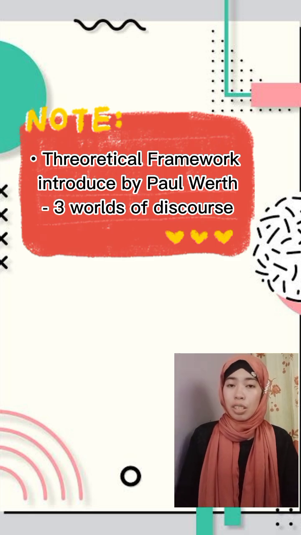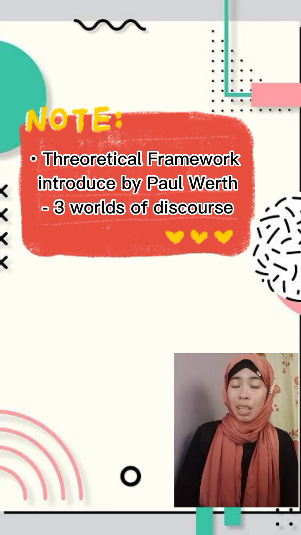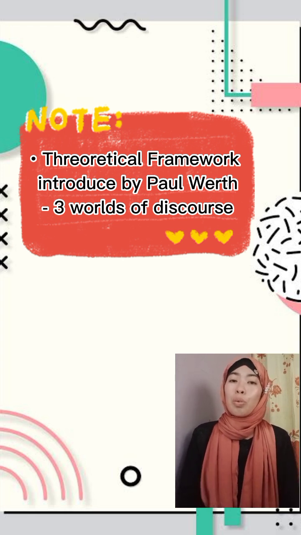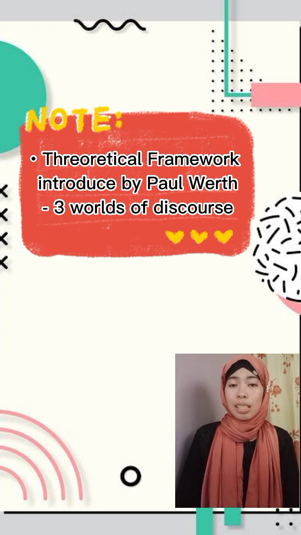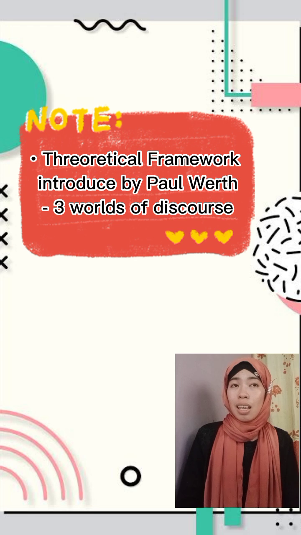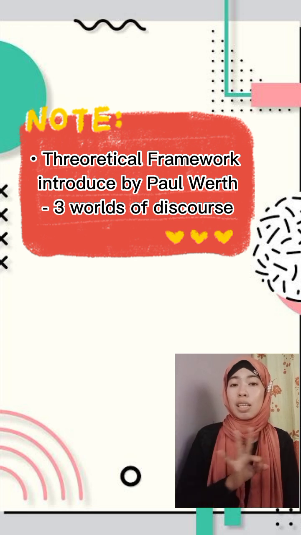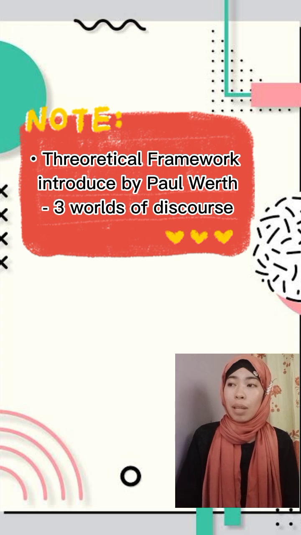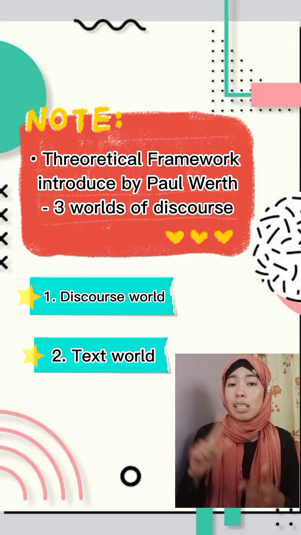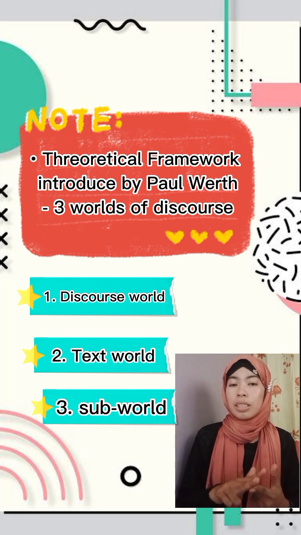Okay, so this section delves into the concept of text worlds, which is a theoretical framework introduced by Paul Werth. Werth's work on text worlds aims to elucidate the interconnected conceptual spaces within the narratives. He posits the existence of three distinct worlds of discourse that play a crucial role in narrative comprehension. This includes discourse world, text world, and subworlds as well.